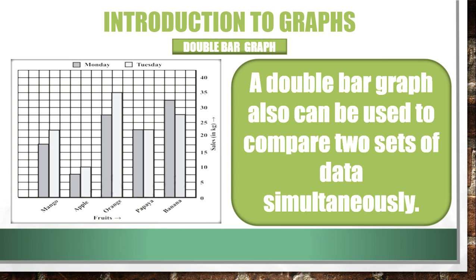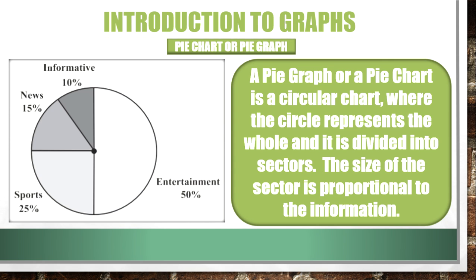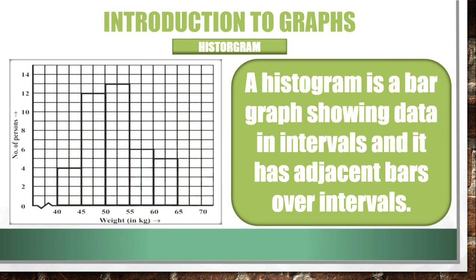Now we have the next type of graph, that is called as pie graph or pie chart. So as you see here, the shape is circular. Here a whole is divided into sectors. The size of the sector is proportional to the information. As you see in this picture, it gives the information about percentages of people watching various channels with the help of pie chart.